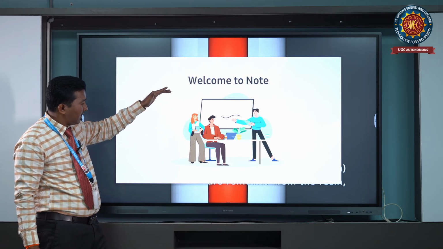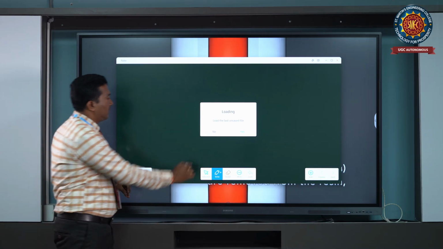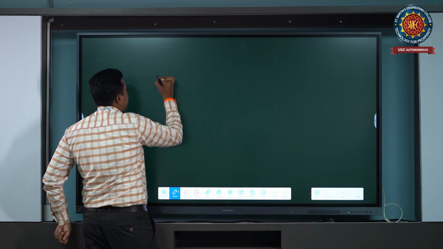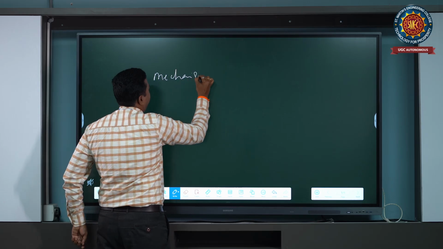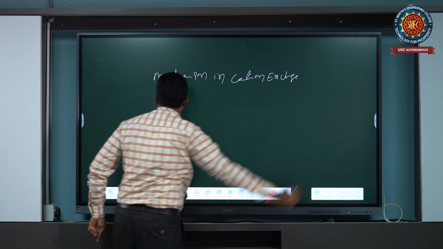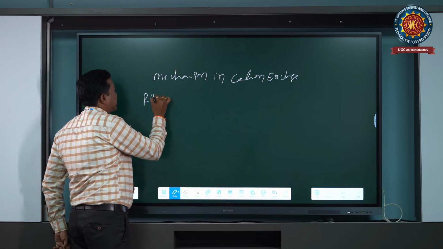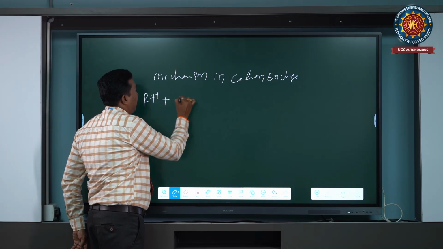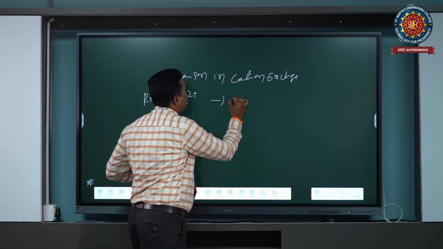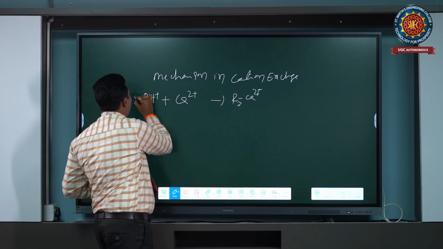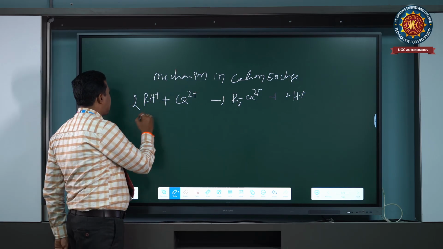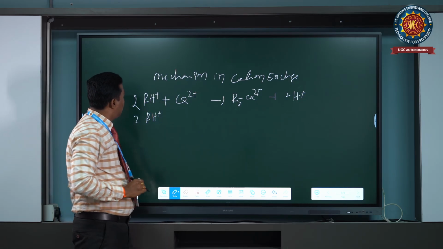First of all, the water consists of different impurities, and you have to remove them in this process. What is the mechanism in cation exchange? The cation exchange reagent RH+ reacts with calcium cations to form R2Ca2+ and give 2H+ ions. Next, 2RH+ reacts with magnesium cations.